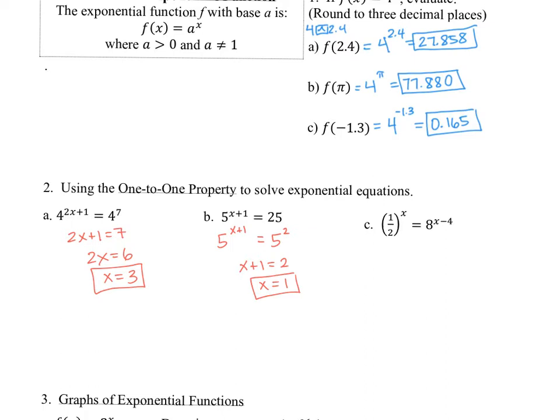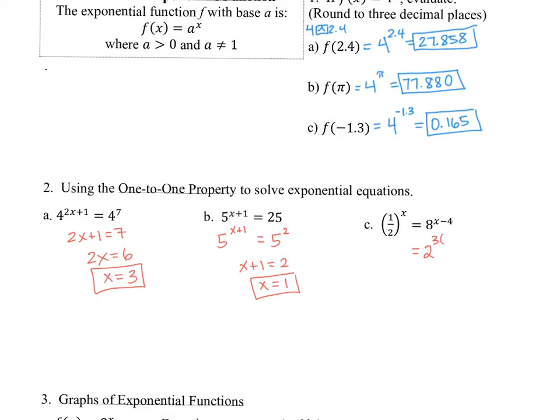For C, it says 1/2 to the x equals 8 to the x minus 4. There's more than one way to set up this problem. It will work in multiple ways. I normally start with the side that looks easier to rewrite in exponential form. So I think I'm going to rewrite the 8. 8 is actually 2 to the third. 2 times 2 is 4, 4 times 2 is 8.